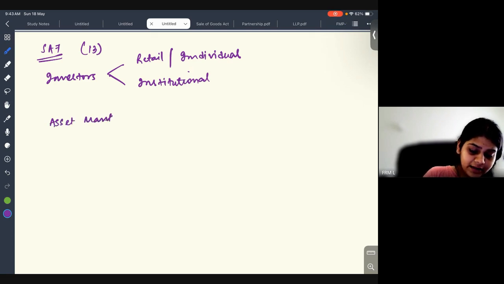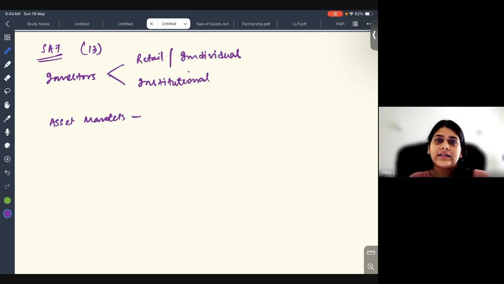Now, asset markets is basically, again, all the assets starting from bond, equity, property. So you can see a lot, especially this chapter, a lot of it is going to come from SP5. Because in SP5 also we would have covered all the asset classes to a great extent, all their characteristics. So, how are those asset markets there?